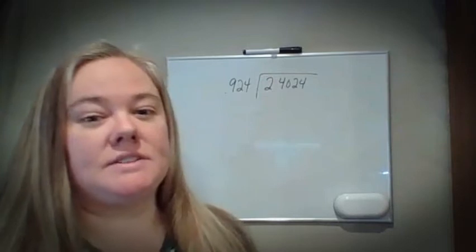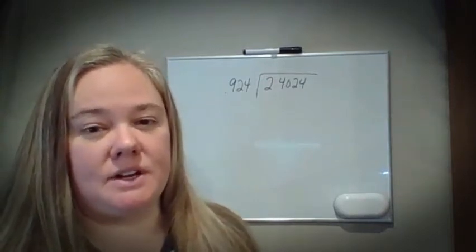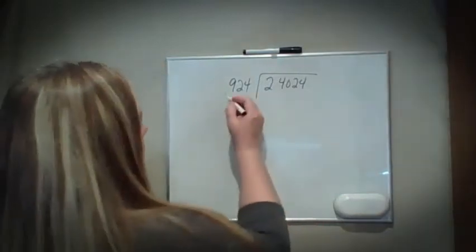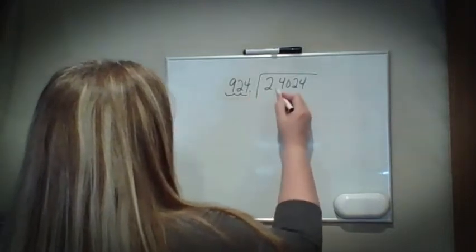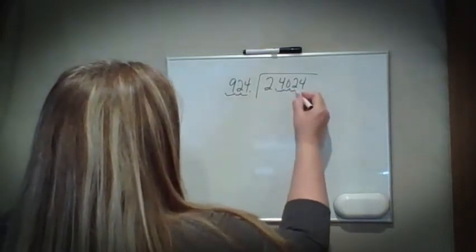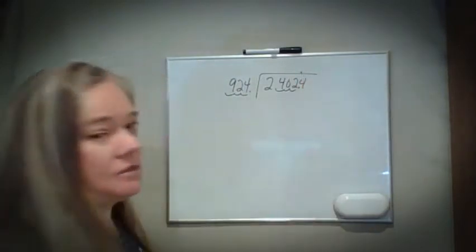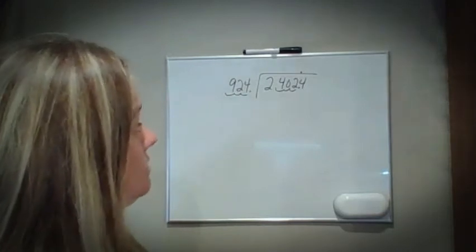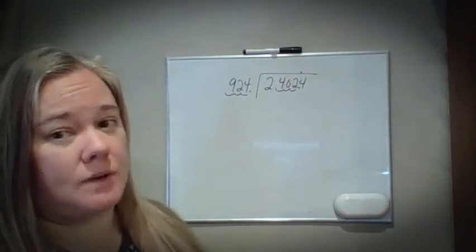Before I do anything else, the first thing I'm going to do is move my decimal from my divisor, and I'm also going to move my decimal from my dividend. So I'm going to move this decimal 1, 2, 3 places to the right, which means I will move this 1, 2, 3 places to the right. And as soon as I do, put your decimal up top so you don't forget it. Now it's simply going to be 2402.4 divided by 924.